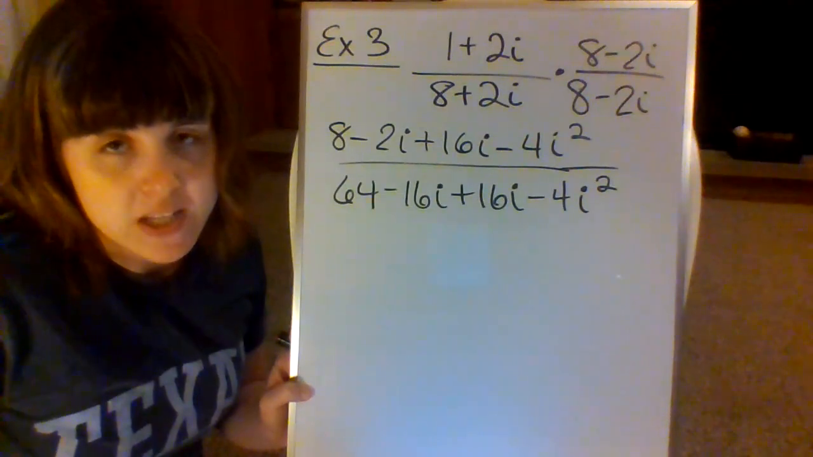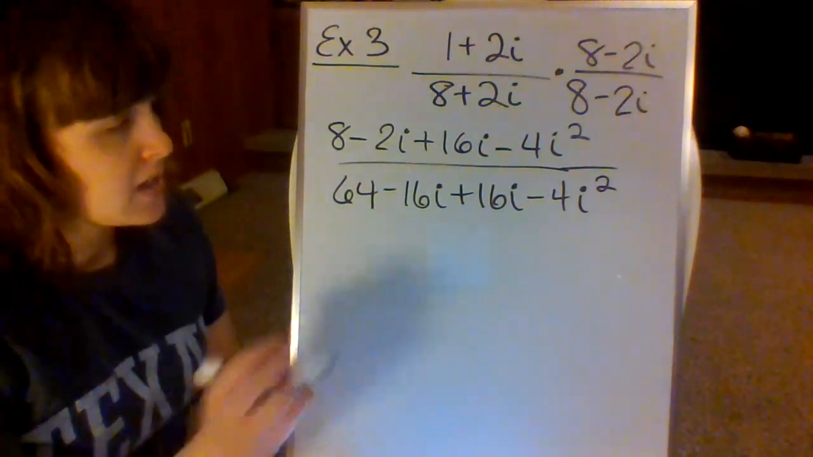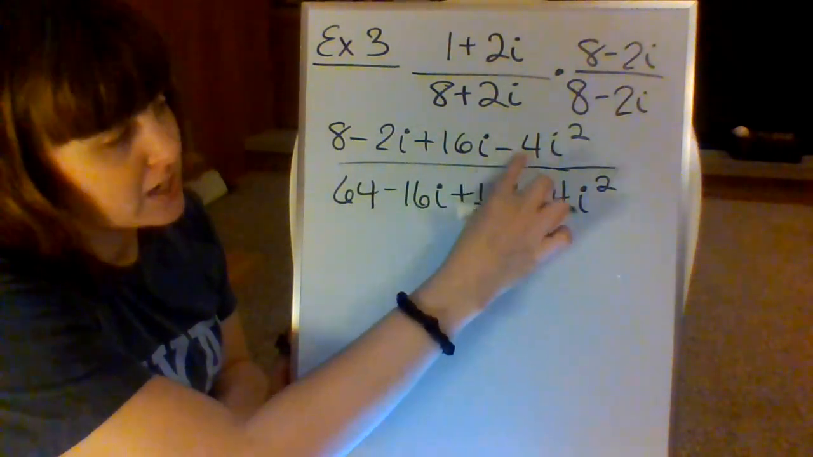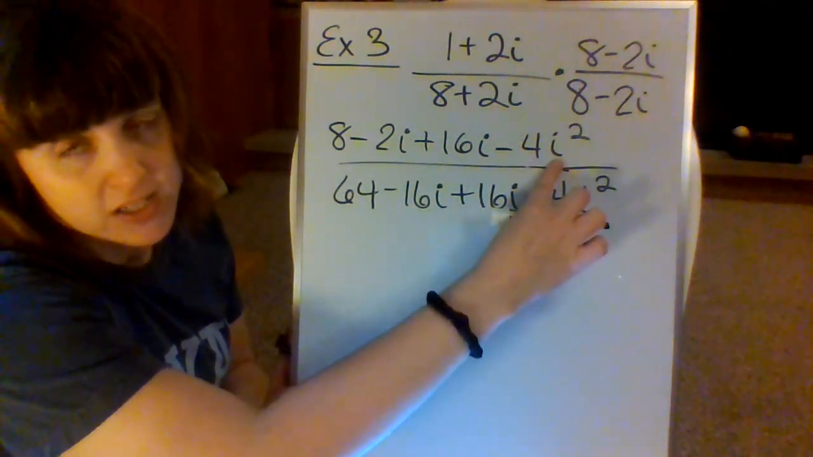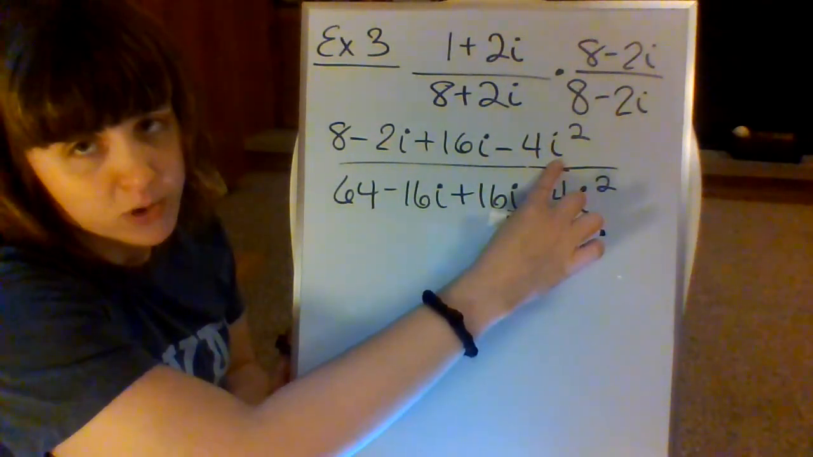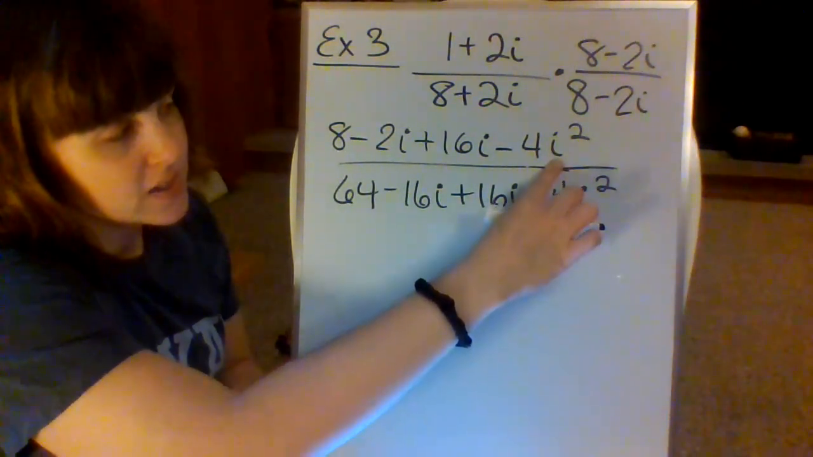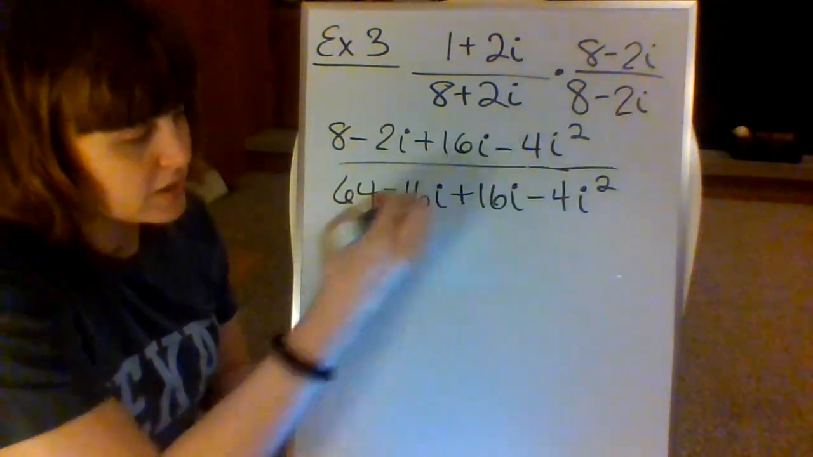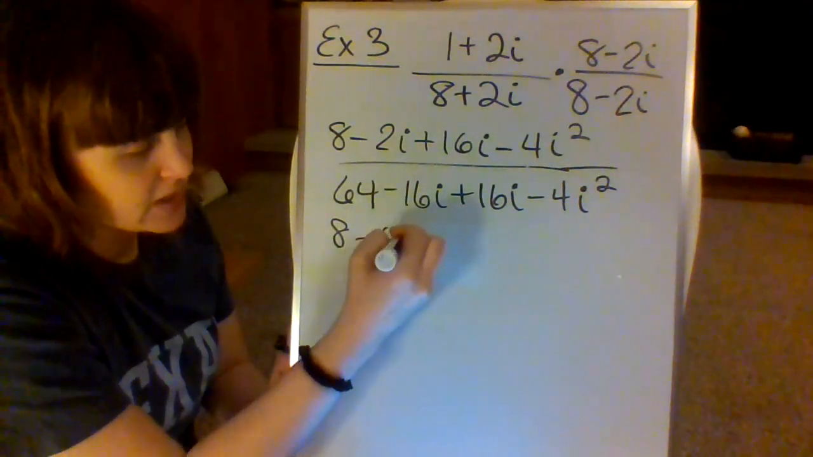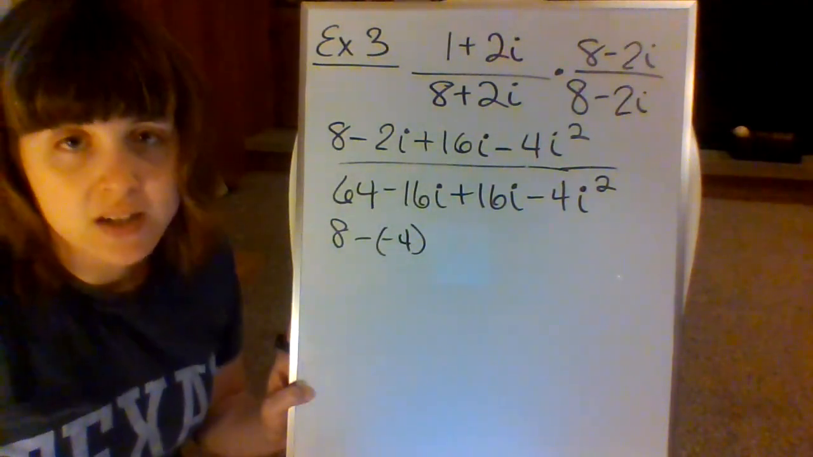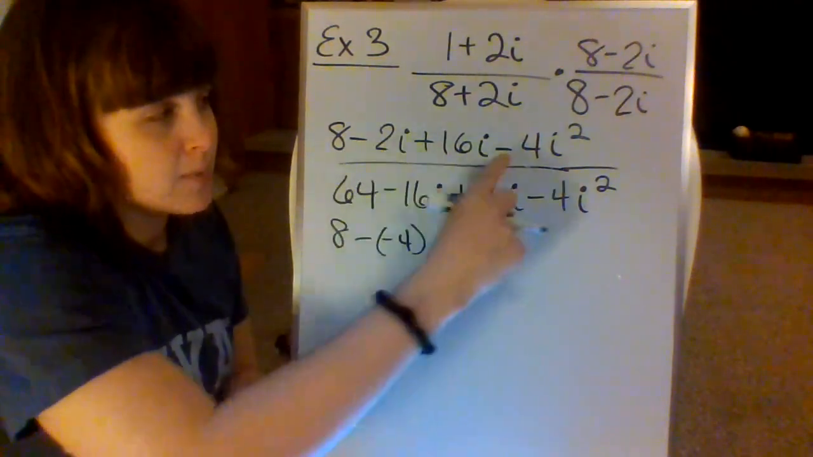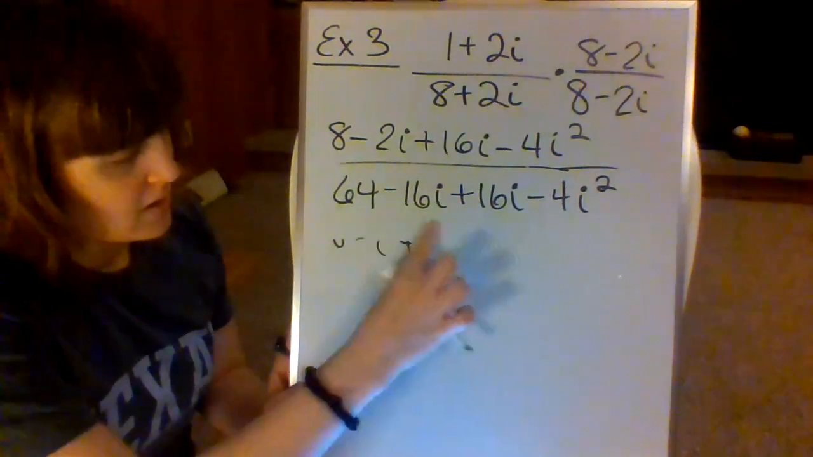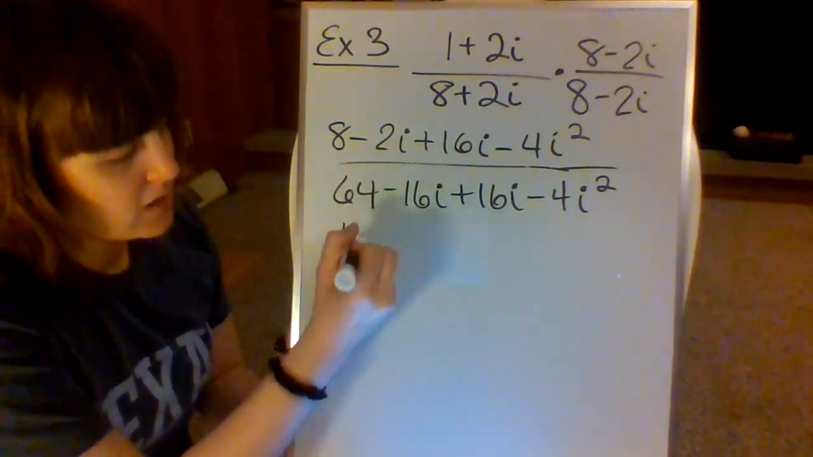So, we're going to simplify the top first. This is 8. And down here at the end, this is negative 4i squared. Since i squared gets replaced with negative 1, this is actually going to say minus negative 4 at the end. So I'm going to write that real quick: 8 minus negative 4. If we had 8 minus negative 4, what's that make? 12. Okay, so that's going to be 12.